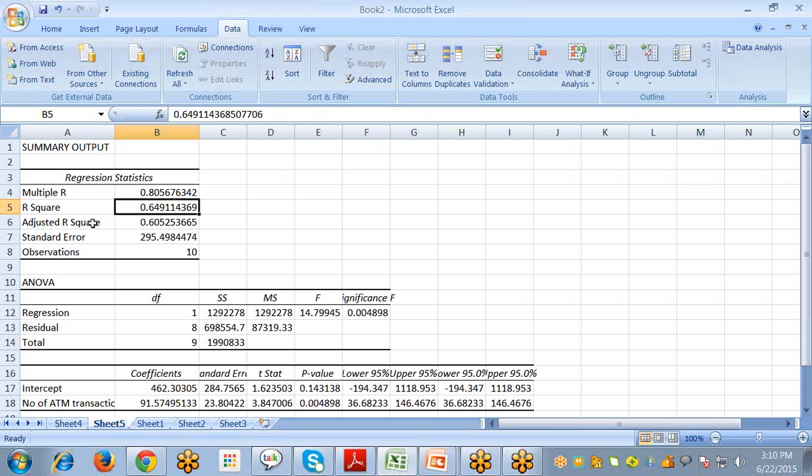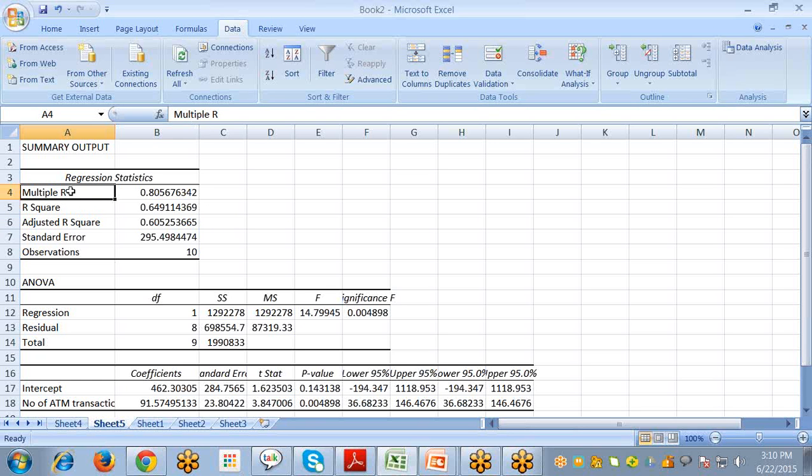The adjusted R Square is not required for simple linear regression. It is not important for simple linear regression, it is important for multiple linear regression. So I will explain this value for multiple regression, but in this sheet it is not required, and here the R Square value is important. R Square is important for simple linear regression.